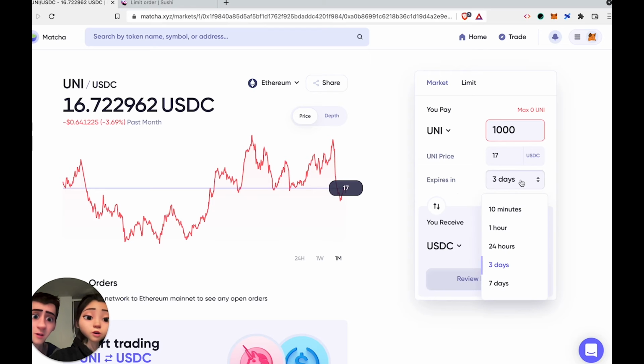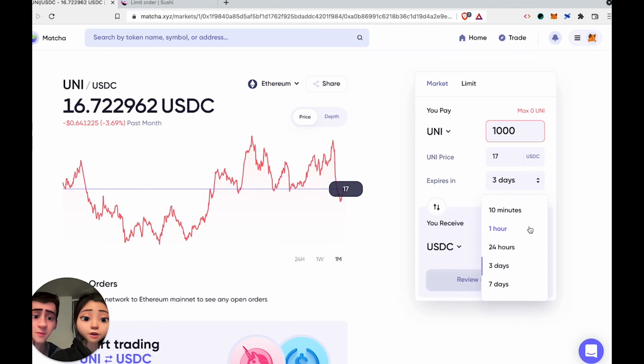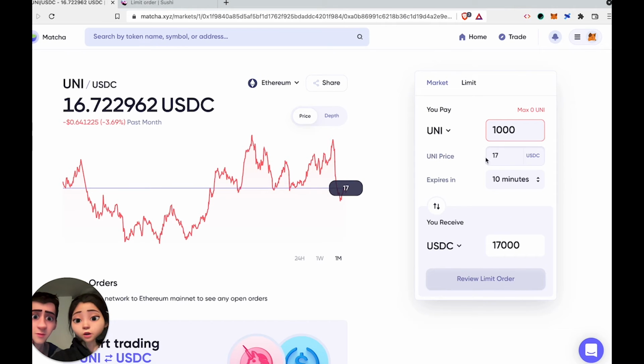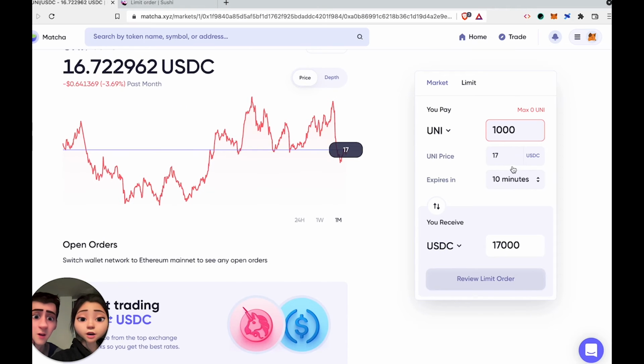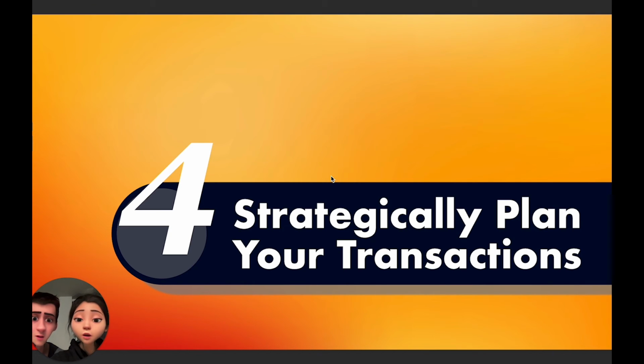So here you can also set how many days or how long you want this order to be valid. Say if I set 10 minutes and the price didn't reach 17, then this order will be cancelled. But if you want to cancel it, say I set it to expire in 7 days, you will have to pay a small fee to cancel it. And say if you haven't traded Uniswap at all on Matcha, you will have to pay a small fee to approve this token first. But you will have to do it on other platforms too, so you are still saving gas fee in this scenario. Alright, let's get into the fourth one.